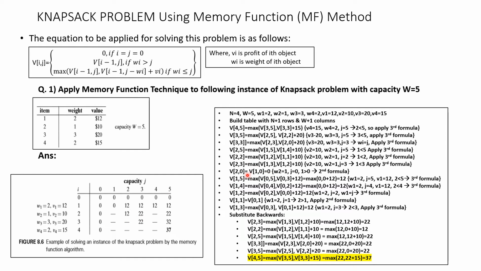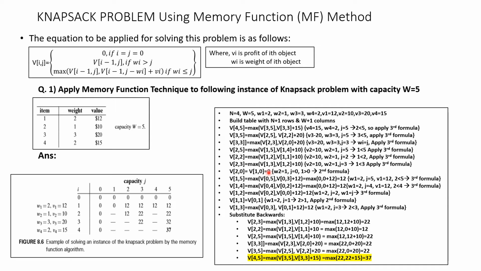But why he has done like this is v2 comma 0 is equal to v1 comma 0, because what is v2 comma 0? Second row 0th column. So second row 0th column means v2 is this one. What is that? w2 is 1 and j is 0. So w is greater than this one. Correct? j. So you will apply this formula. But anyway, 2 comma 0 is already calculated.